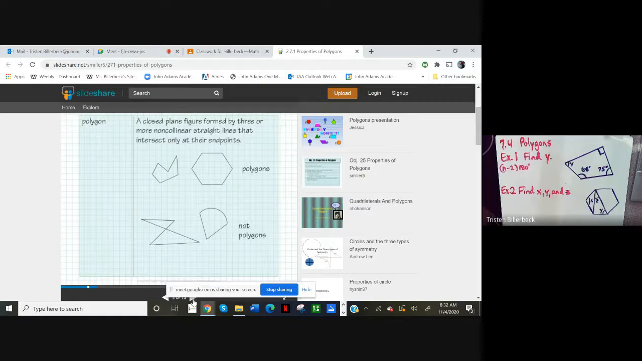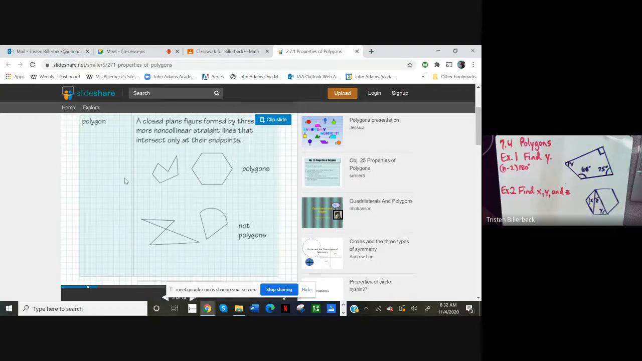So we have different types of polygons. A polygon is a closed plane figure formed by three or more non-collinear segments. Collinear means working together to make a line, and non means not. So non-collinear means these are not making one solid line that goes on forever, like these little blue lines in the background. They intersect only at their endpoints here.